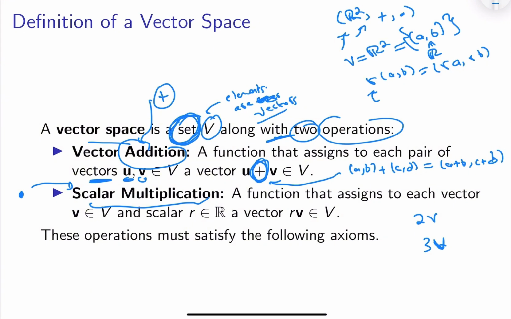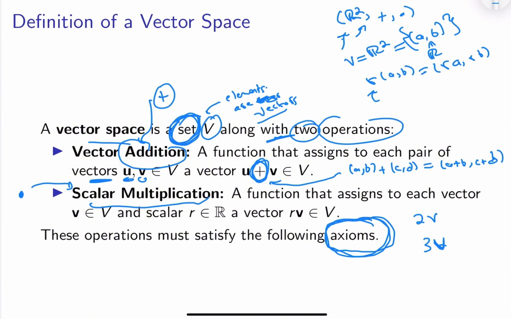So this justifies why R2 is actually a candidate. But this is not enough for something to be called a vector space. And what do we need? Well, we need some more properties. The properties, or axioms, that this vector space needs to satisfy are the following.